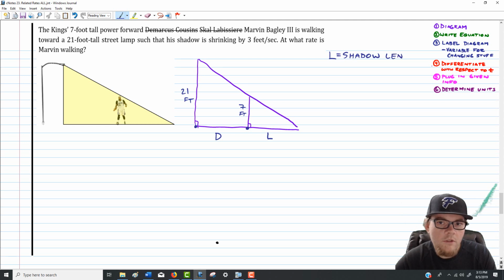Shadow, shadow, shadow. There's his shadow length. Hopefully the shadow doesn't come to life. That would be spooky. And then D is going to be his distance from the lamp.